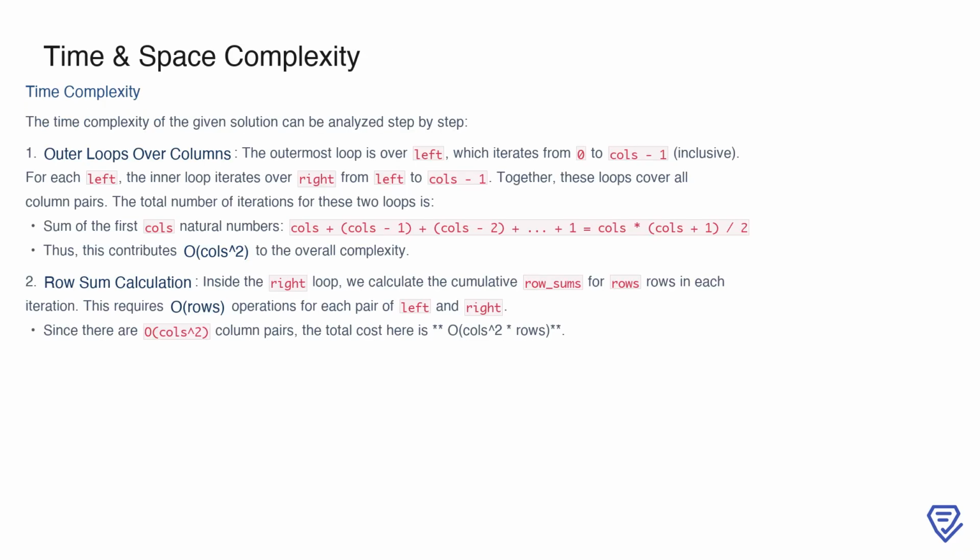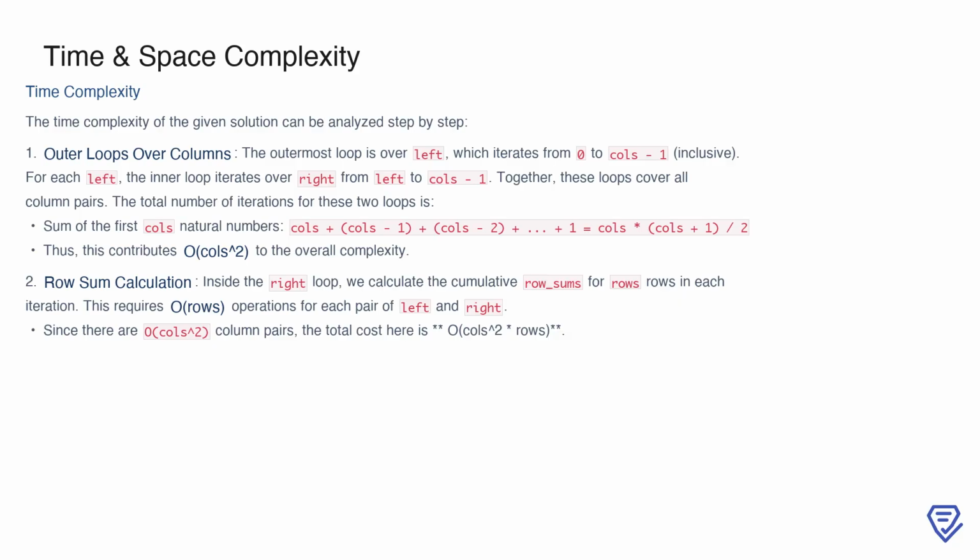The time complexity of this solution can be broken down step by step. First, consider the outer loops over the columns. We start with the left column, iterating from 0 to cols - 1, and for each left, we iterate over right, which ranges from left to cols - 1.